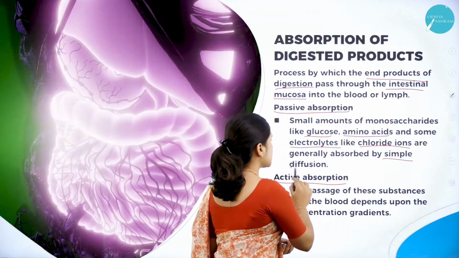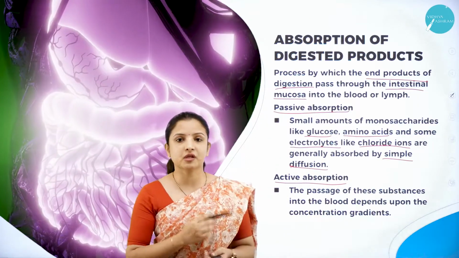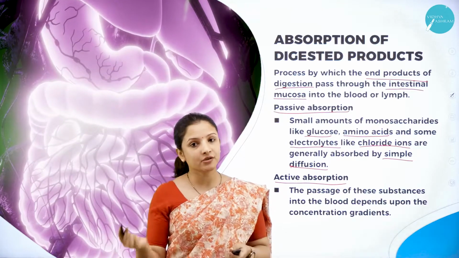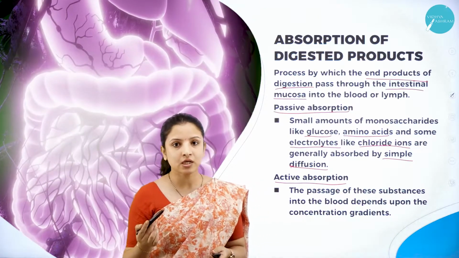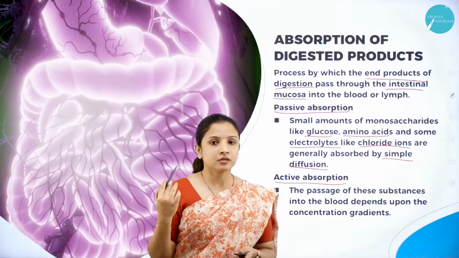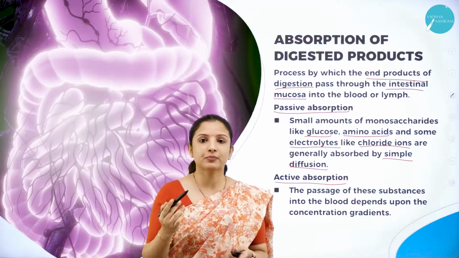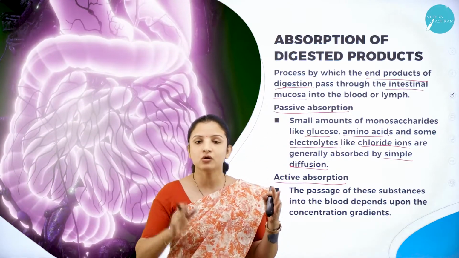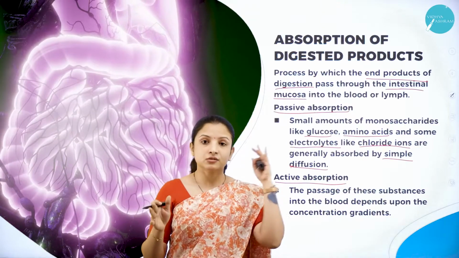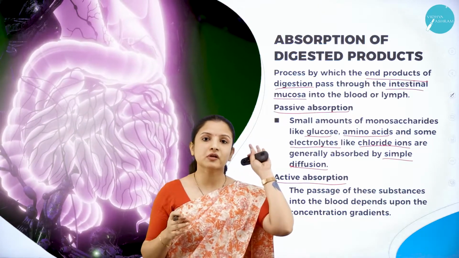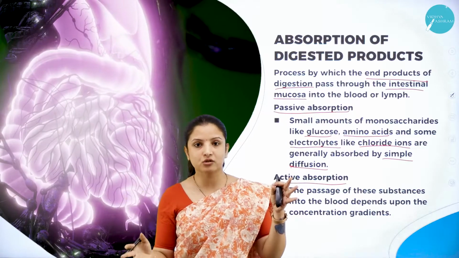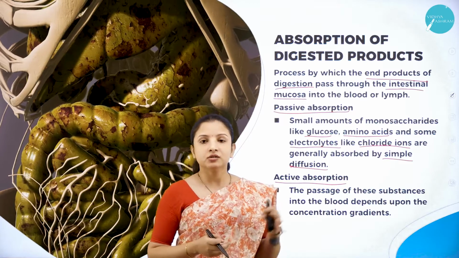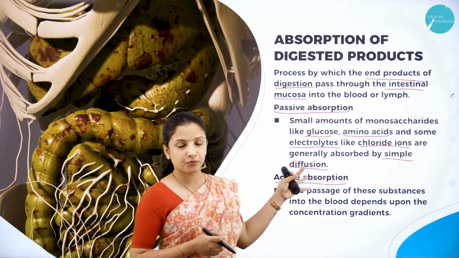What is diffusion? We have learnt about this process in the chapter Transport in Plants. If you have not understood, you can look into that video. We learned there that diffusion is the process of movement of molecules from a region of higher concentration to a region of lower concentration. Since the molecules here are moving from higher to lower concentration, they do not need the expenditure of energy. Therefore it is a passive absorption process.